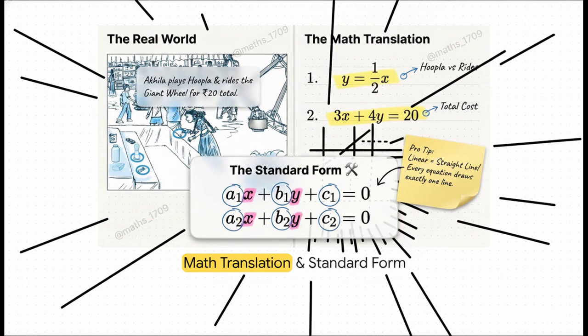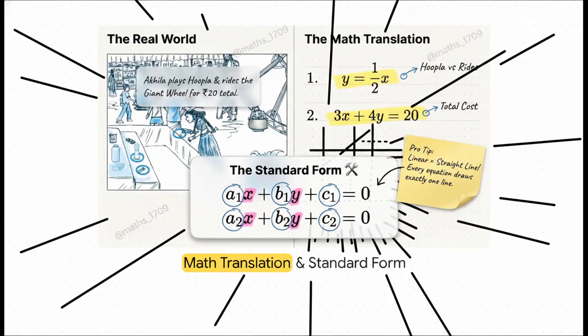It's actually amazing how easily we can translate the real world straight into math. We use the standard form for this, a1x plus b1y plus c1 equals 0. And here's a massive pro tip to keep in your back pocket right off the bat. The word linear literally always means straight line. Every single linear equation draws exactly one straight line.